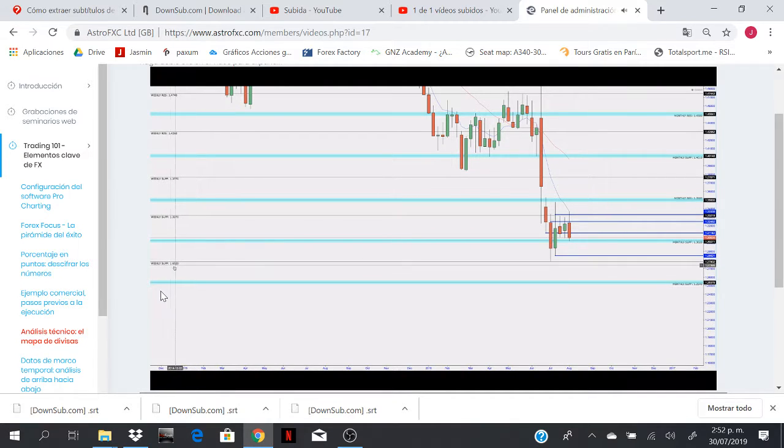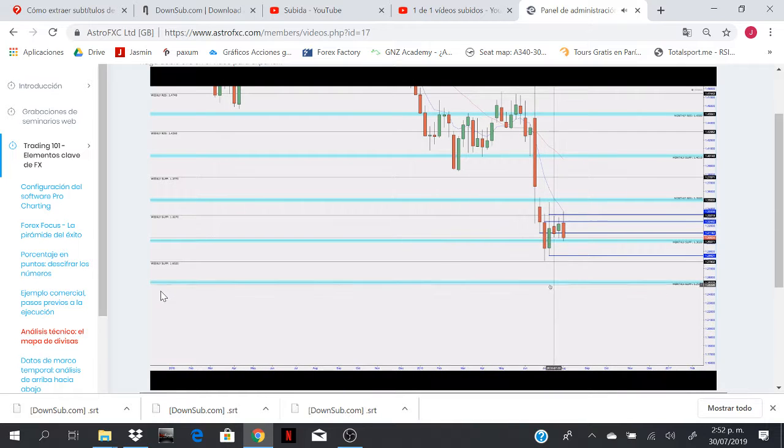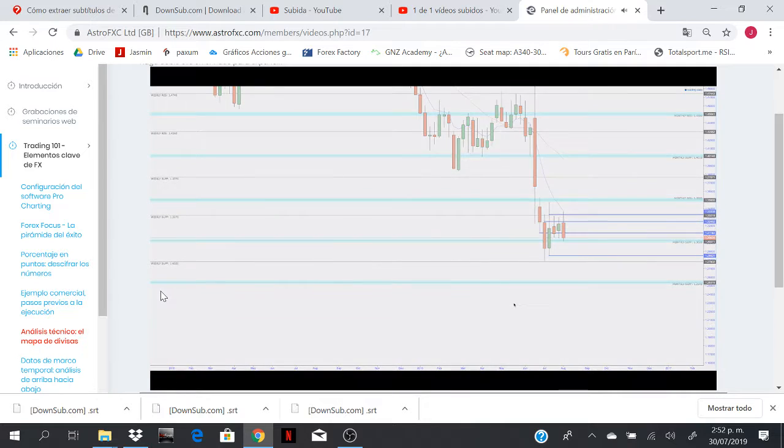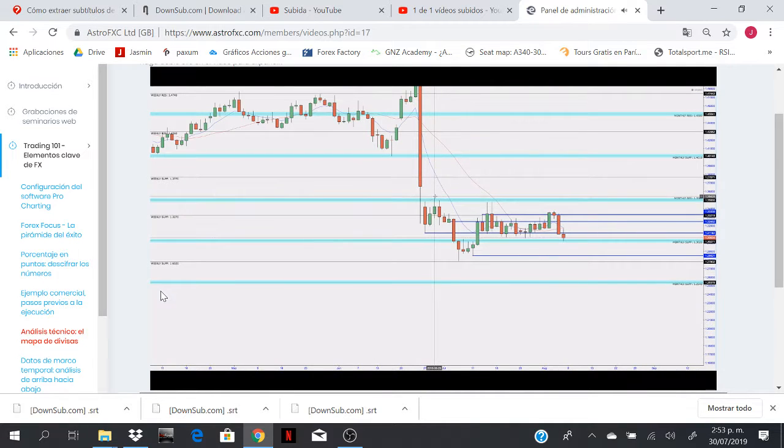Just ignore this label, I need to update this. I've only just put these on a few hours ago. And then our other monthly support area around here, which is 1.2540, 1.2550.